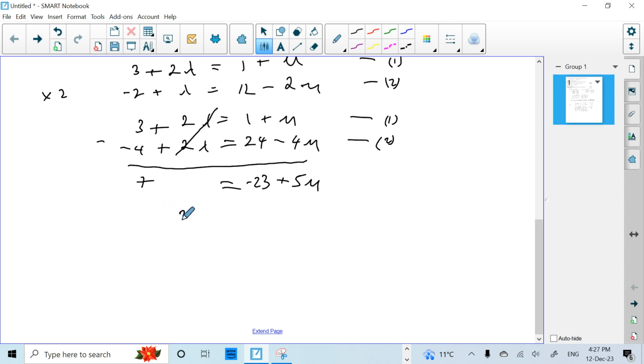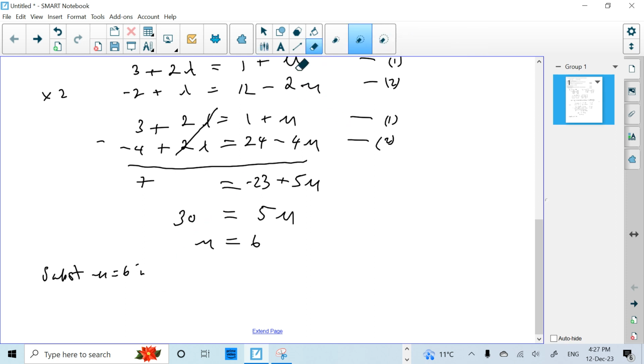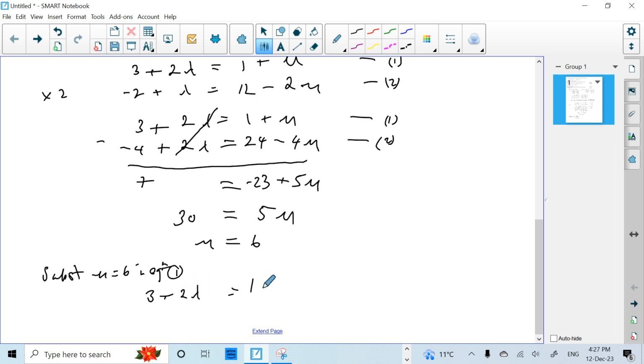That gives me 7 plus 23, which is 30, is equal to 5 mu, which tells me that mu is equal to 6. If I substitute the value of mu equals 6 into equation 1, I'm going to get 3 plus 2 lambda is equal to 1 plus 6, because it's 1 plus mu.